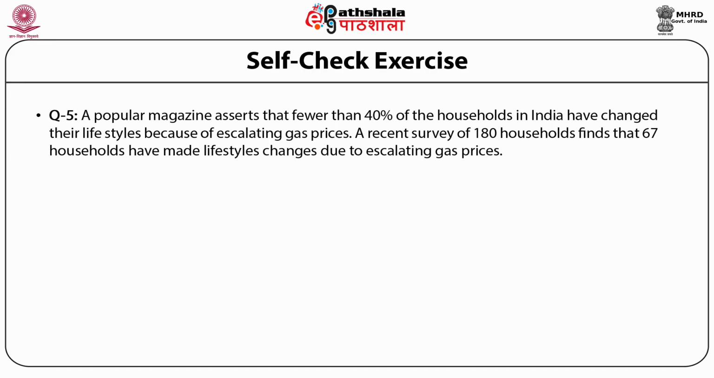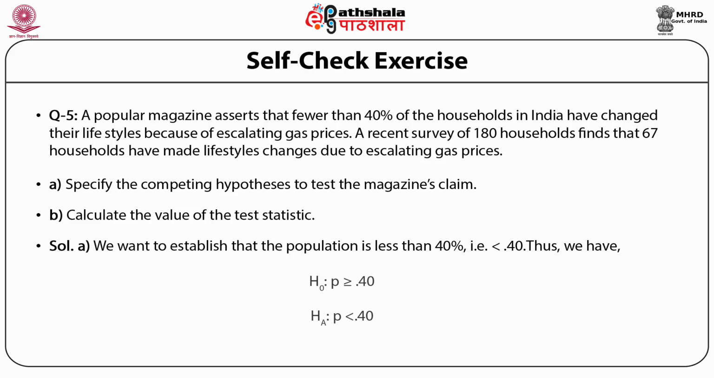A population magazine asserts that fewer than 40% of the households in India have changed their lifestyle because of escalating gas prices. A recent survey of 180 households finds that 67 households have made lifestyle changes due to the escalating gas prices. Develop the null hypothesis and calculate the value of the test statistic. Here we are not going to use mu, we are going to use a proportion that is less than 40%, P less than 0.4. So the null hypothesis becomes P is greater than or equal to 0.4 and the alternative hypothesis becomes P is less than 0.4.